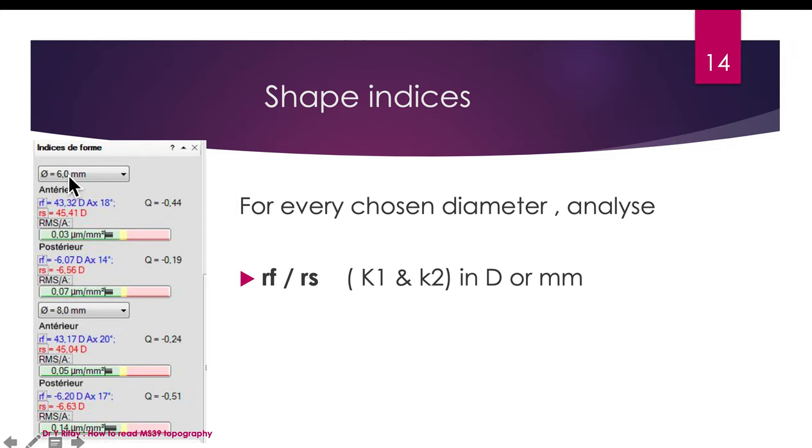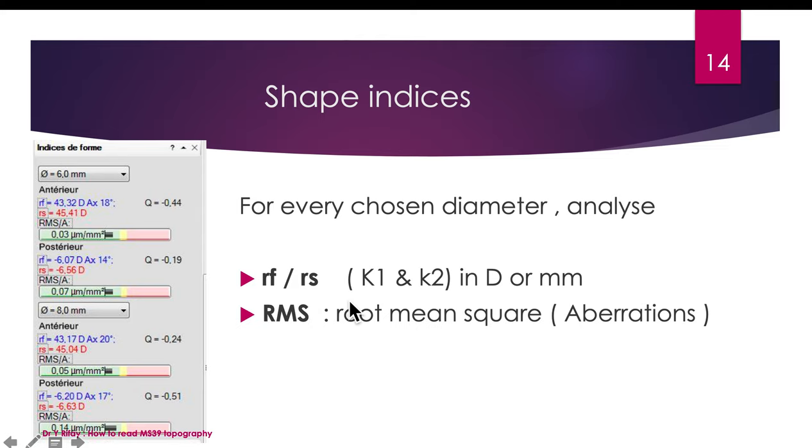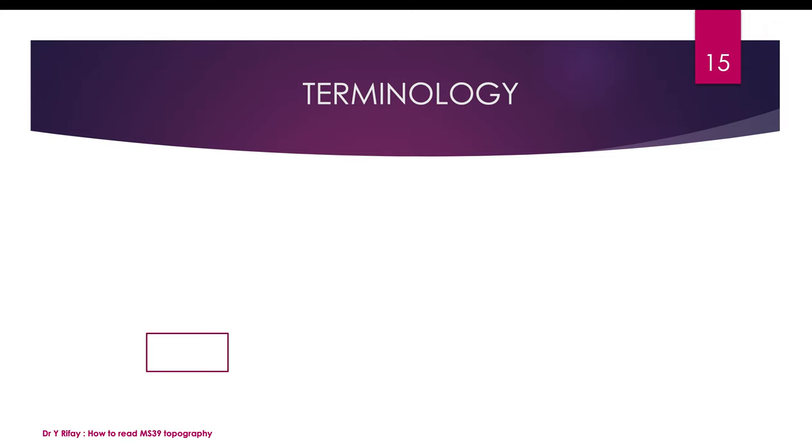So we will find the flat ray and the steep ray, which is K1 and K2, and we can measure it in millimeters or in diopters. We will measure also the root mean square, which is wavefront aberrations, and the asphericity, the Q value of each surface, anterior or posterior surface, in 6 millimeters or 8 millimeters or other diameters.